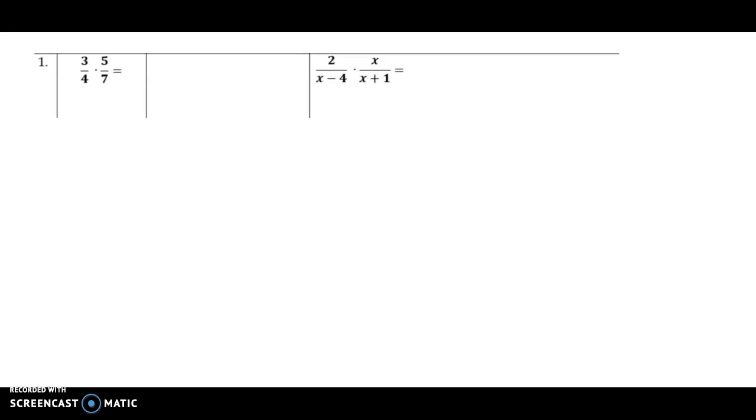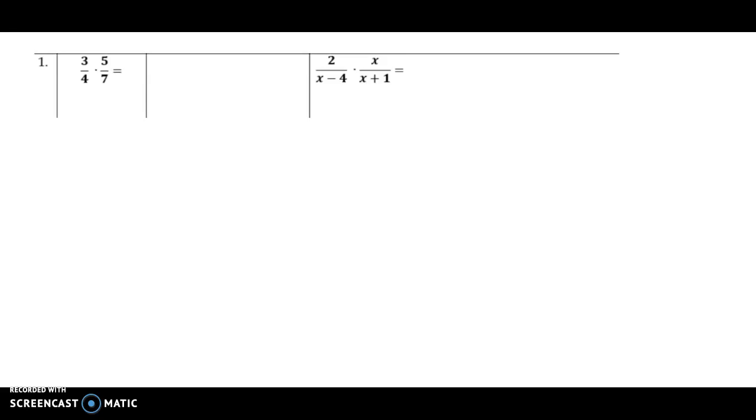All right, this week, rational expressions. We're going to start out with multiplying and dividing. And we did simplifying a couple weeks ago, so that's still part of this. We're still going to simplify things as much as we possibly can. But now we're going to multiply and divide this week.